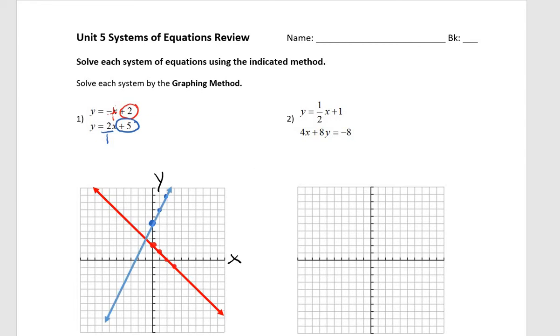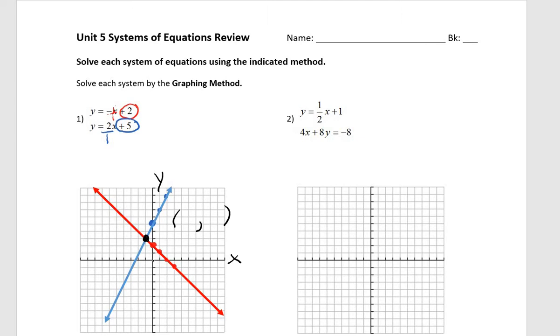Okay, so now I have my 2 lines. And the solution is going to be where the 2 lines intersect or cross each other. In this case, it's this point right here. So what that means is that my solution is here. And to write that, I would write that as a coordinate pair. So my solution is right here.